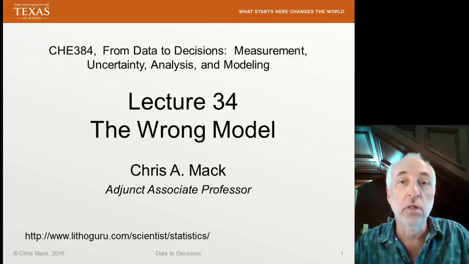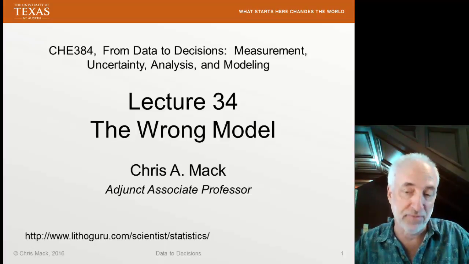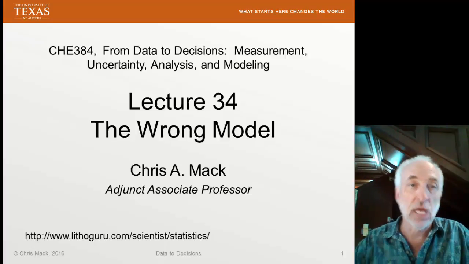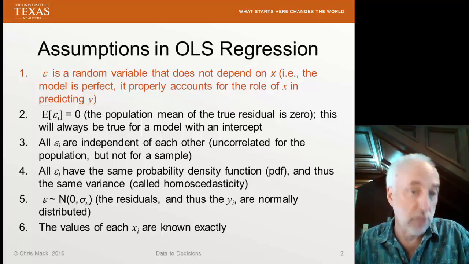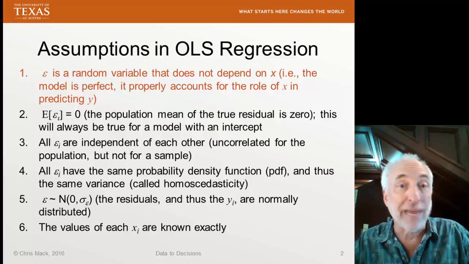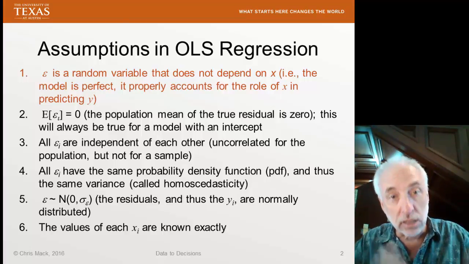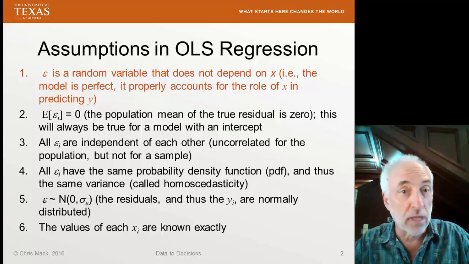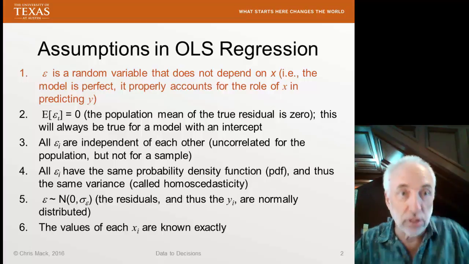This is Lecture 34, where we're going to look at the implications of having the wrong model when doing a regression. Recall that our assumptions in ordinary least squares regression involved a number of things, one of which was that the residuals of the fit are random. That is, there is no systematic component left in the residuals. The residuals do not depend on x. Another way of saying that is that we have the right model. We have the right equation to use.